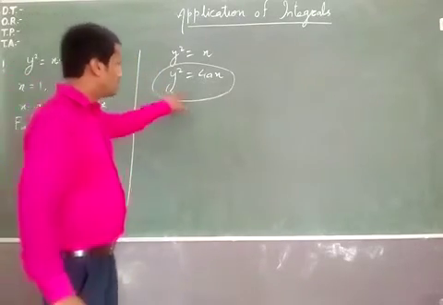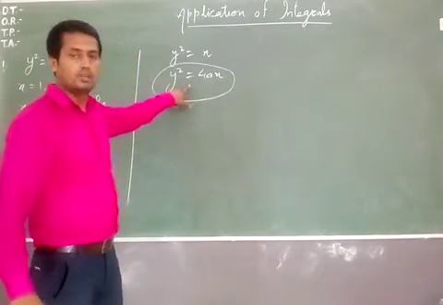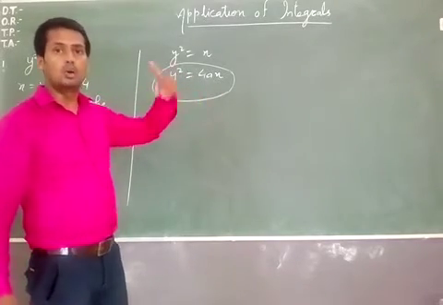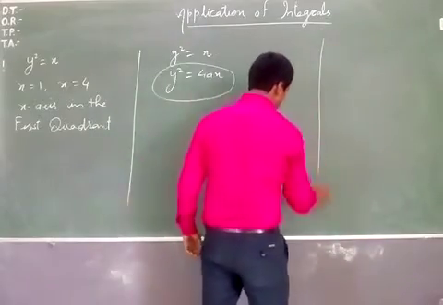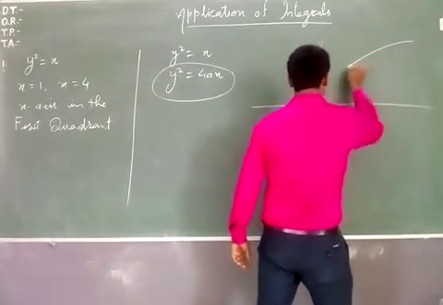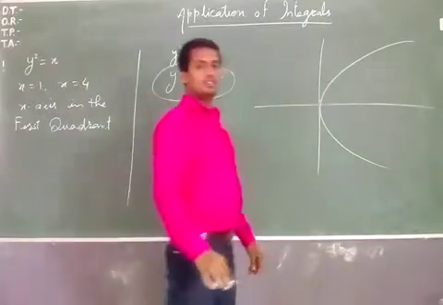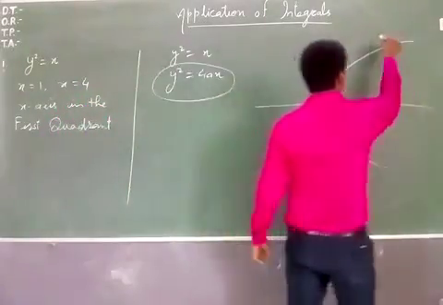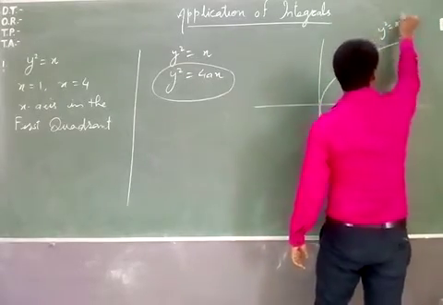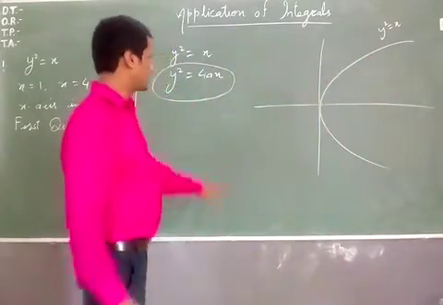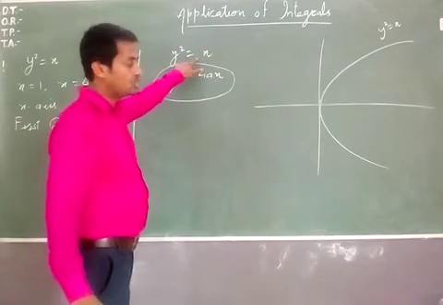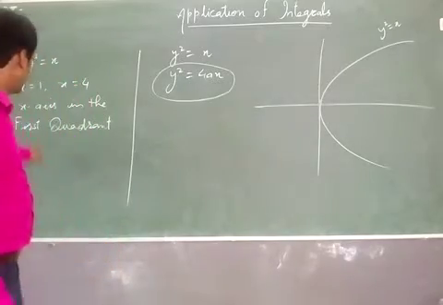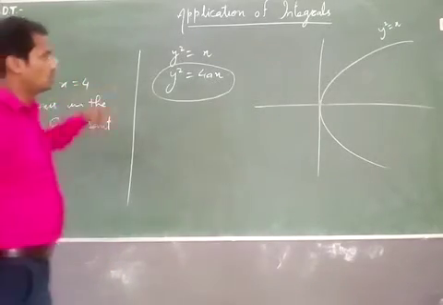We know that the graph of this parabola, whose equation is y square equal to 4ax, is along x-axis. So we can draw a graph of parabola. This is the graph of the given parabola y square equal to 4ax or y square equal to x. We will use here this equation y square equal to x. Now this graph is bounded by the lines x equal to 1 and x equal to 4.